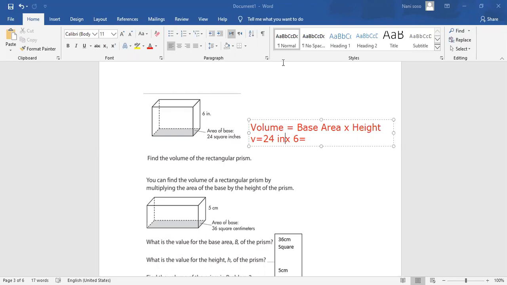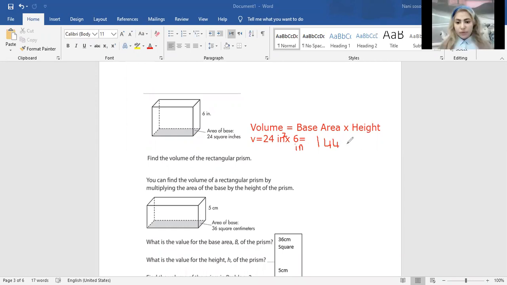Any area is squared. So it's 24 inch square multiply 6 inch, which will be 144 inch cube. Okay, so let me write for you here inch cube and let's complete.